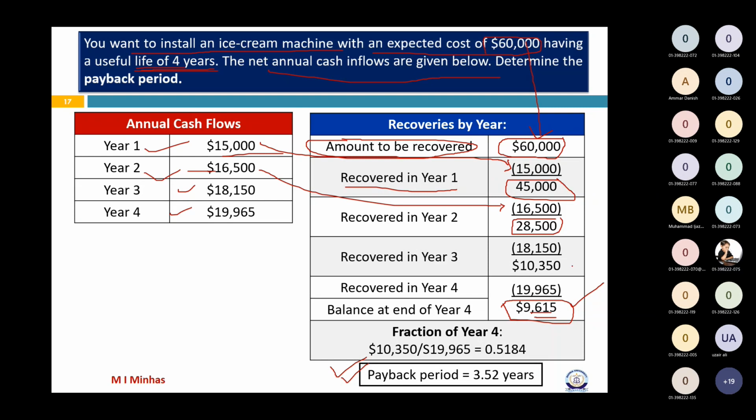Yes, sir. Now, this question is asking you to determine the payback period, but if I ask you, will you go for purchase of this machine or not? No, sir. Why not? 4 years, 9,000. Probably not, sir. Why not? This is kind of subjective. At the end of the fourth year, we are in loss of $9,600.